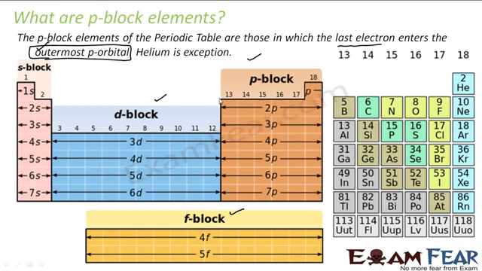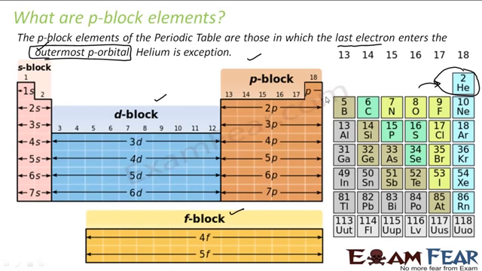Please note, that's why it's called P block, because the last electron enters the outermost p orbital. This you can easily see from the electronic configuration. Helium is the exception here. Helium is considered to be in P block, but actually if you see helium, it doesn't have any p orbital. So helium is the only exception. In fact, there is a debate on whether helium belongs to S block or P block; some textbooks say helium is in S block, some say helium is in P block.